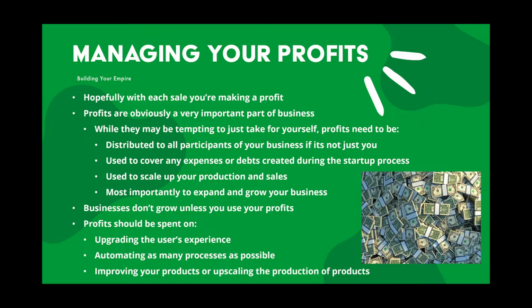And similarly, improving your products or upscaling the production of your products. Briefly touched on it, doing 4 at once instead of just 1 is upscaling your production. But you can also improve your products, and you should adjust your price accordingly to this to ensure that you still maintain profits. But improving your product is always going to make you more money. It's going to make the product more desirable.